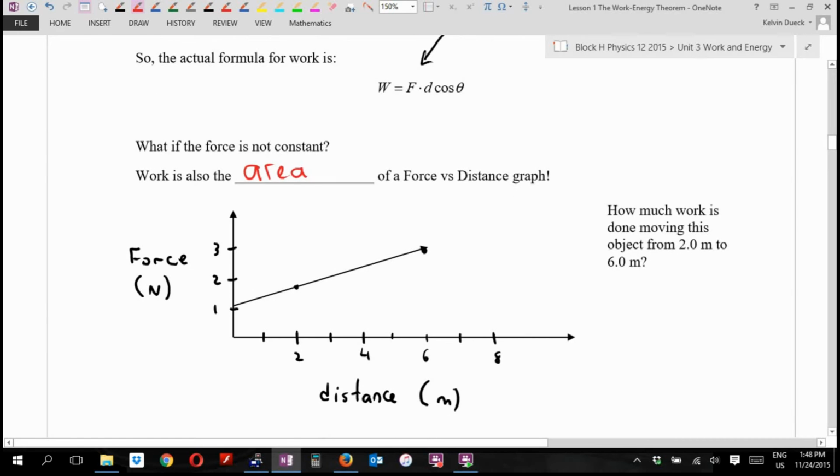So here's an example. What's on the y-axis, Kevin? Force. What's on the x-axis? Distance. We call this a force versus distance graph. And I want you to notice the force is getting bigger, which means it's not a constant force. I can't go force times distance. However, it turns out the amount of work done will be the area underneath this graph. So this question asks, how much work is done moving this object from 2 meters to 6 meters? Well, it's going to be that area.